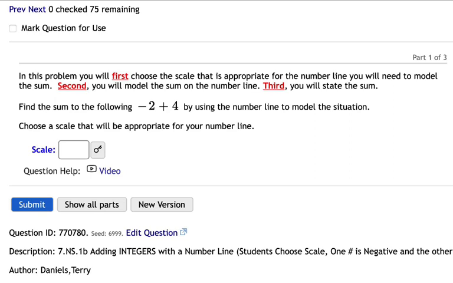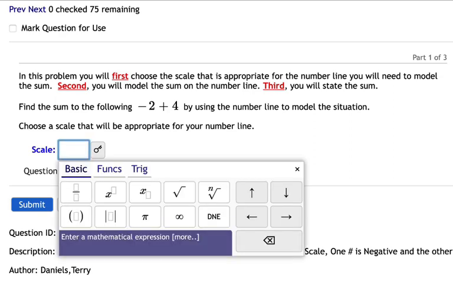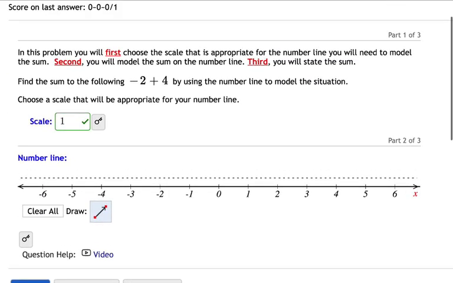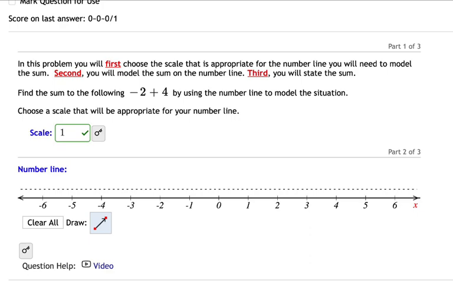Since both numbers are integers, in other words, no decimals, no fractions, the scale that we would want to use would be by ones. Once we do that, you can see that we will now be provided with the number line. When we're modeling with the number line, we always start at 0. And from there, we would go out to the first number, which is -2.